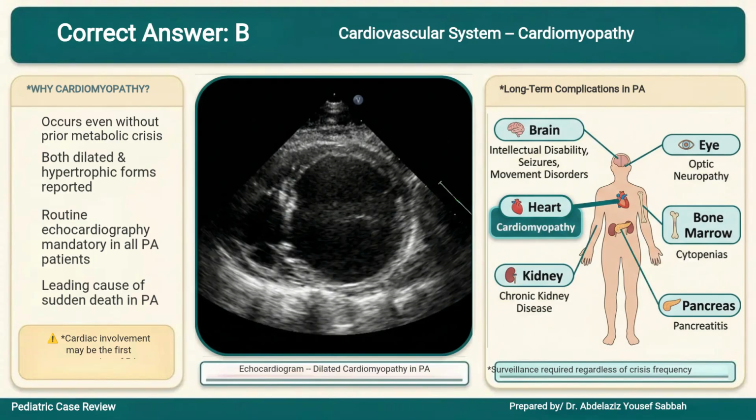Other long-term complications include brain involvement with intellectual disability, seizures, and movement disorders, eye involvement with optic neuropathy, kidney involvement with chronic kidney disease, bone marrow involvement with cytopenias, and pancreatic involvement with pancreatitis. Surveillance for all of these is required regardless of crisis frequency.